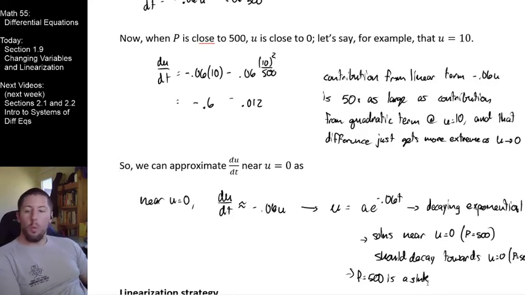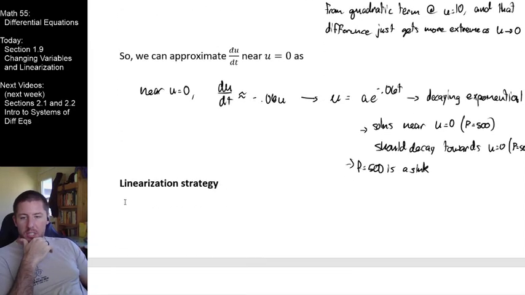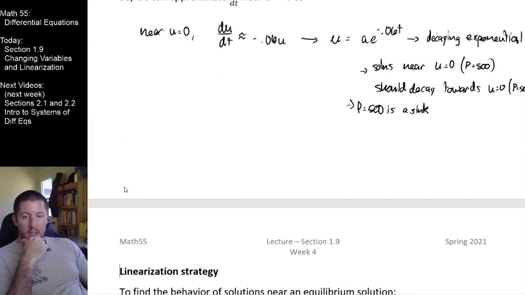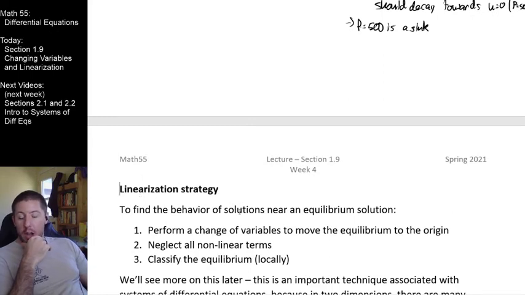All right. So what we did right here is we said it can be difficult to classify if an equilibrium is a sink, source, or node if that equilibrium is far away from zero, right? Equilibria at zero are the easiest ones to analyze, is kind of the bottom line right here. So this says our general linearization strategy is to find the behavior of solutions that are near an equilibrium solution. If I want to know, are they going towards it? Are they going away from it? In two dimensions, there's going to be lots more options other than that.